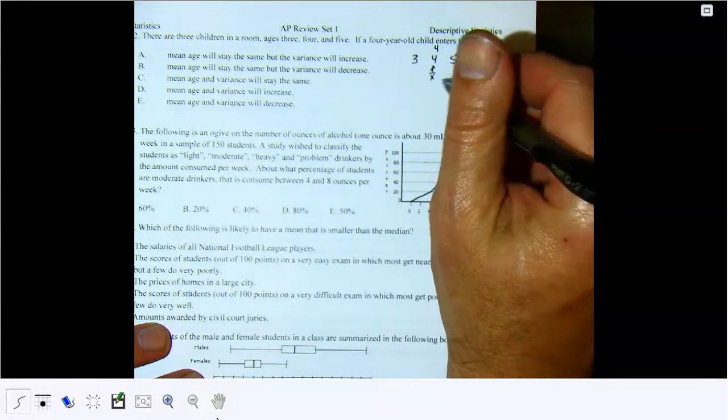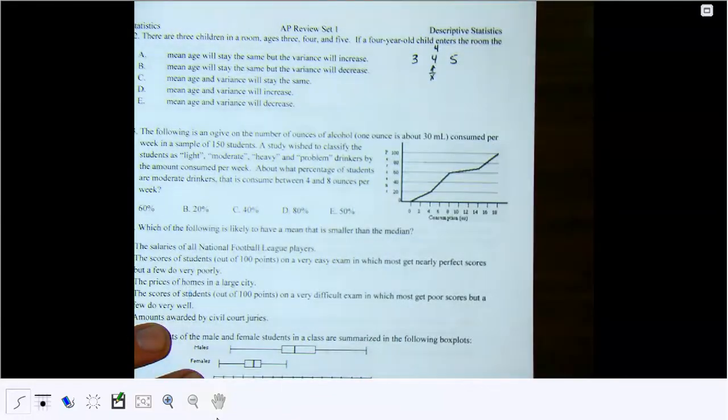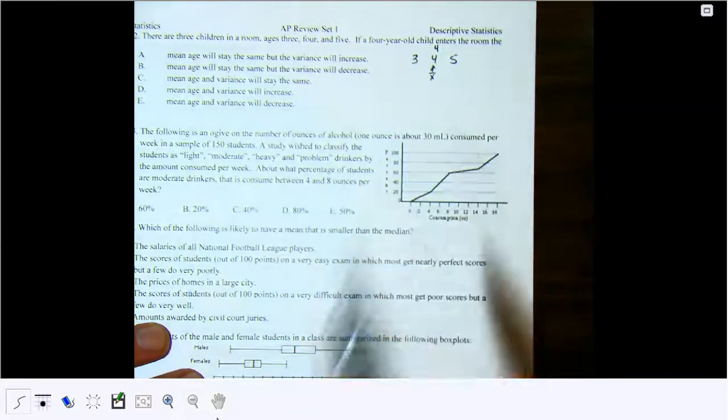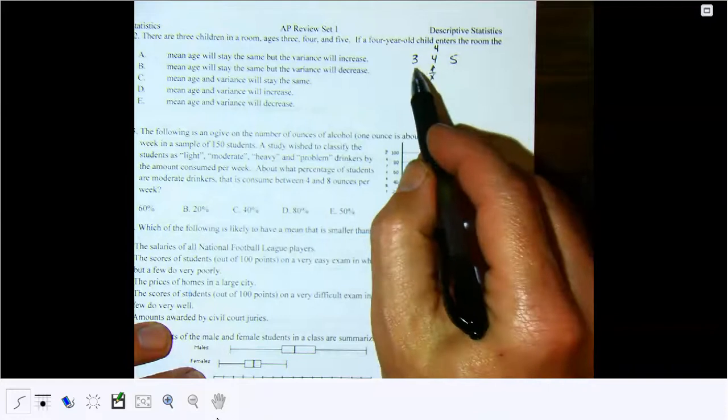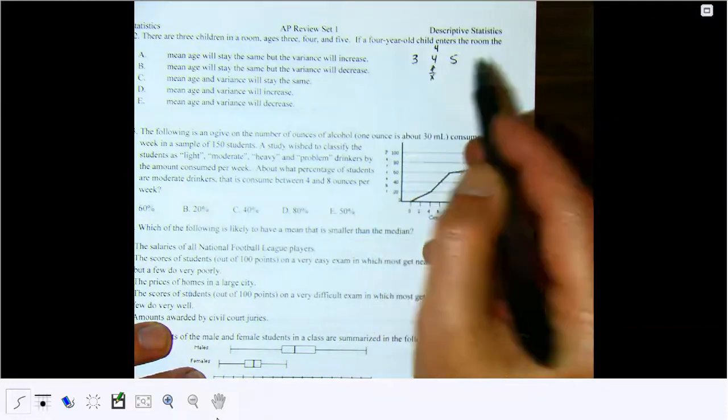Okay, so we obviously had a mean of 4. We came in with another piece of data that was on the mean, so therefore that mean is not going to increase. I mean, we could figure this out if we wanted to. If I take that, that's 7, that's 12.